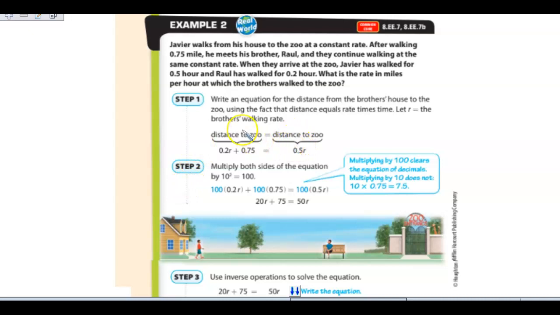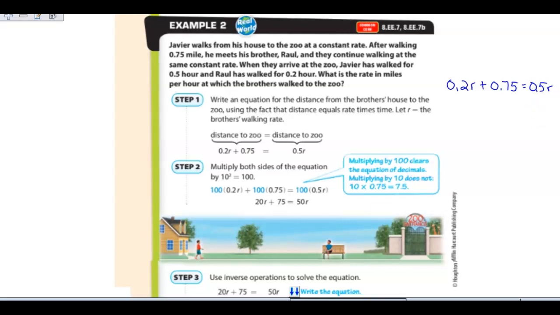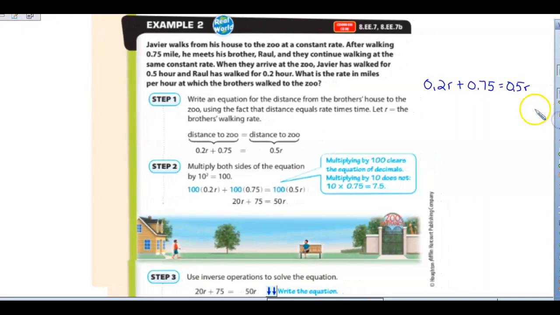So what we're going to do is we're going to take this equation. I'm going to rewrite it. 2/10 R plus 75 hundredths equals 5/10 R. And what we're going to do here is we are going to solve to find out the R.